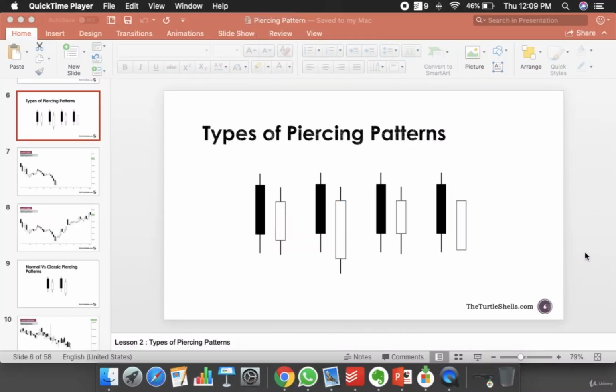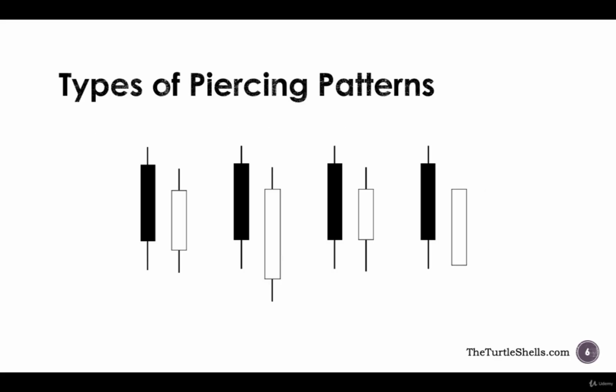Alright, now let us have a look at the types of piercing patterns. In the previous video, we discussed the definition of a piercing pattern and we also looked at an example of a variation of a piercing pattern. So in this case, let us have a look at these 4 patterns. Of course, all of them are coming after a downtrend. Okay. So let's look at different types of piercing patterns.